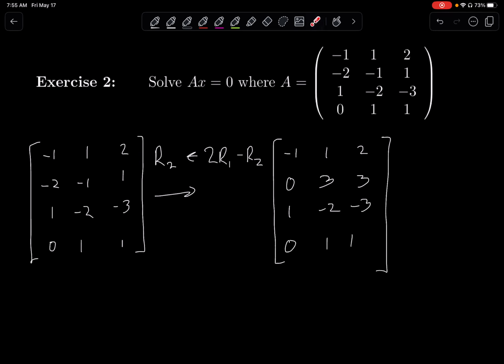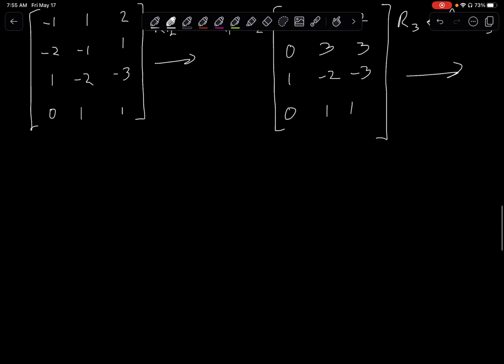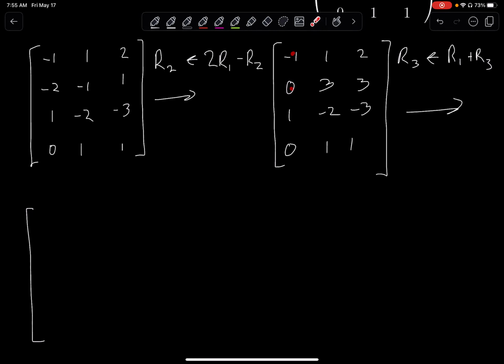Now my goal is to get a 0 right here. How am I going to do that? Well, I can just say row 3 is assigned to, if I just take row 1 and add it to row 3, then I get a 0 there. So we're going to say row 1 plus row 3. What does that leave us with? These rows are going to be unchanged, so I'm just going to insert them.